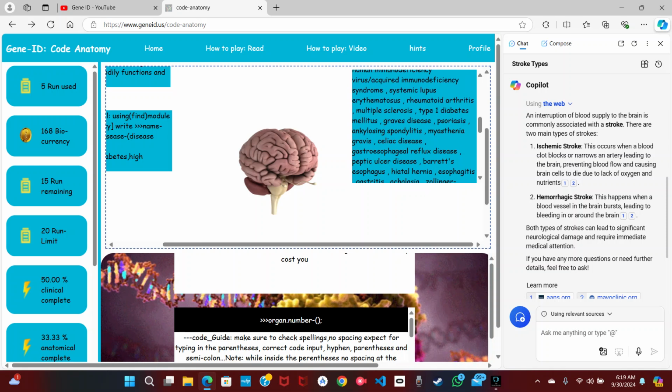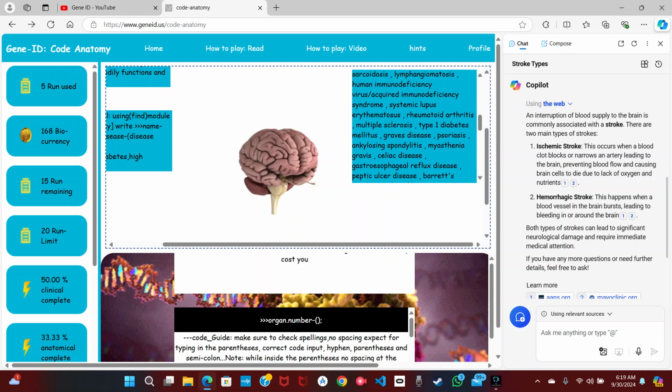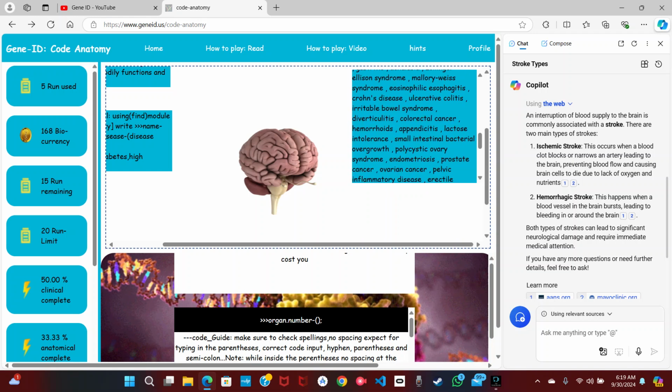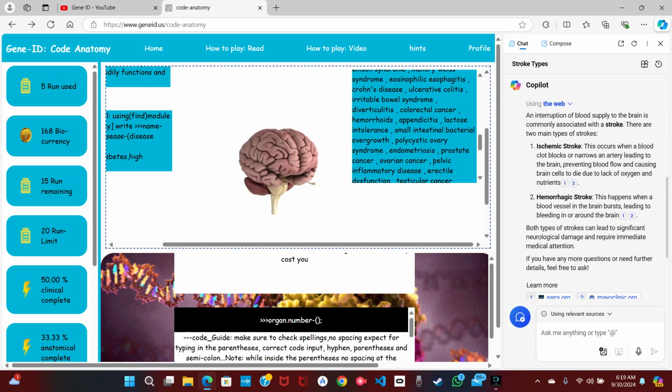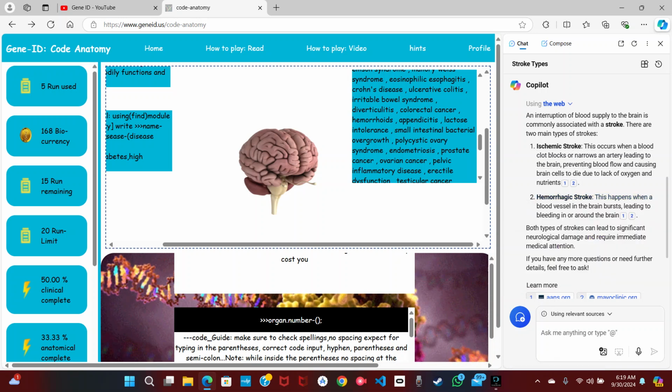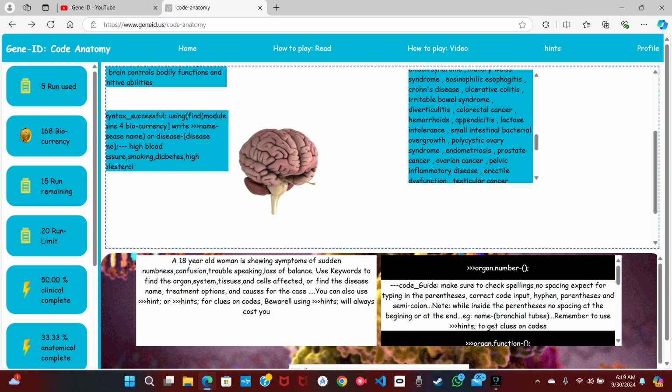Celiac disease, gastric reflux. Okay, so this one deals with, all right, let me try this. There is a similarity between this and this. So I'm just gonna go and try it to know if that's the answer.